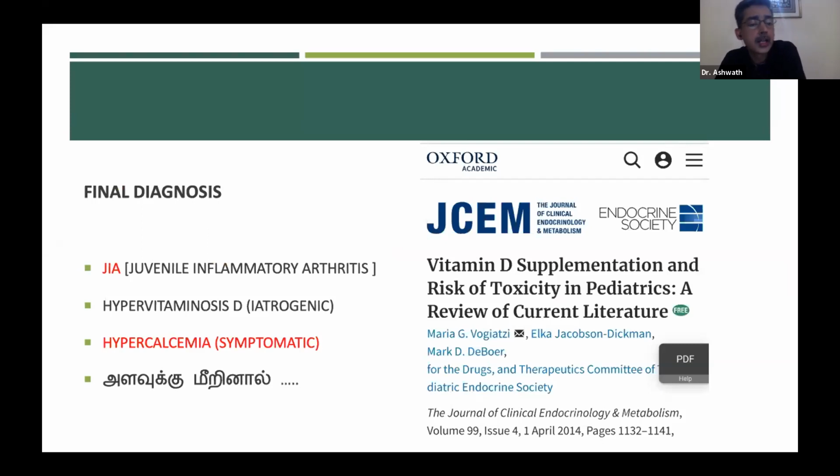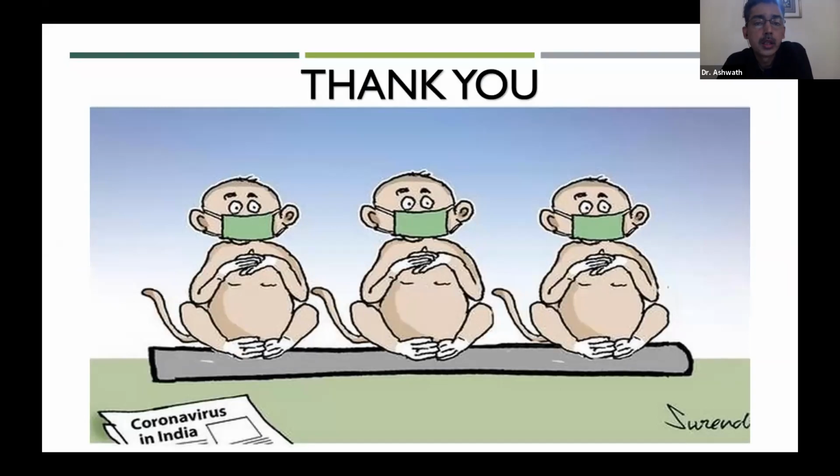This is a classical example when we have vitamin supplementation for vitamin D. Alavukku mirinal, amudum nanji. This is a lovely reference article that I would recommend interested people to read. This gives in detail the manifestations as well as the scenarios in which vitamin D intoxication occurs. Thank you all for your patient listening.